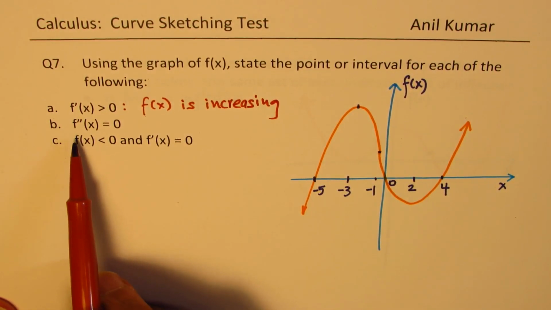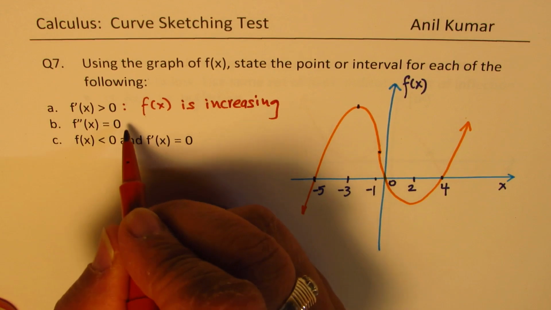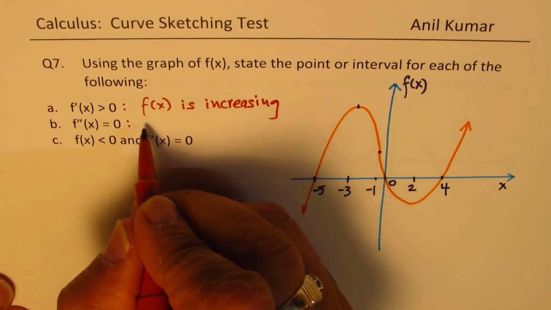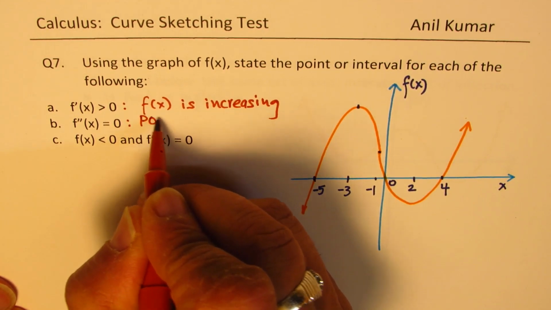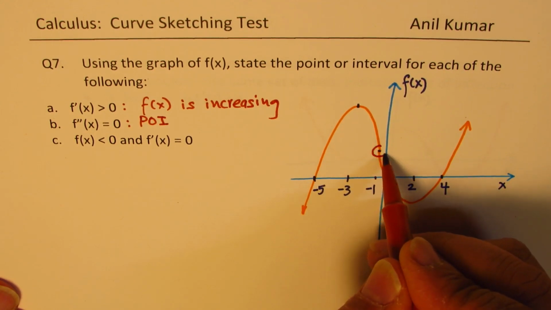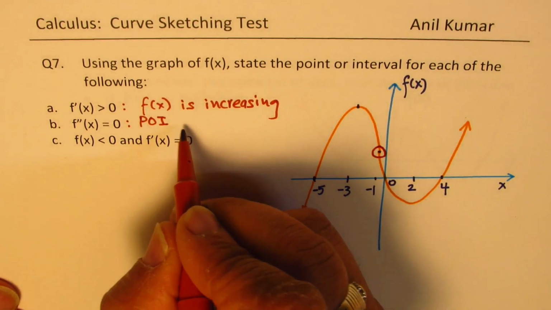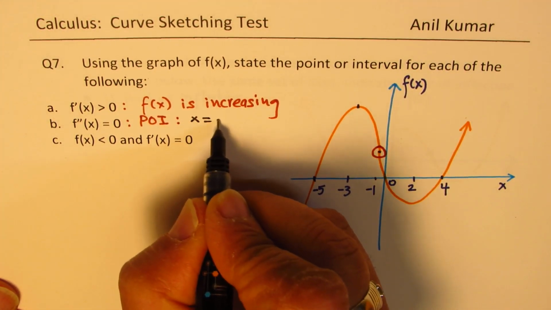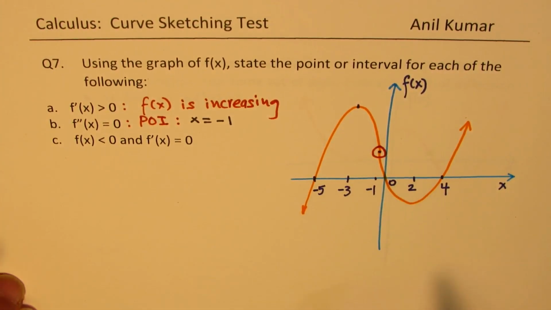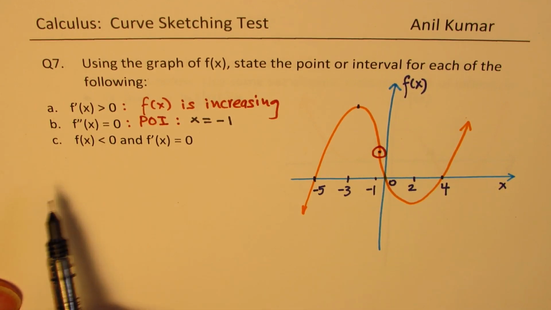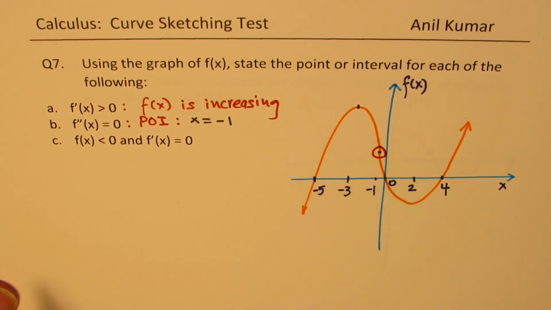The second point is, second derivative is 0. Second derivative is 0 means we have a point of inflection, correct? Right, so in our case, this is the point of inflection which is at -1. So we can write this as x equals -1, right? So from the graph, you can see wherever the change of concavity is there, the second derivative is going to be 0 in a polynomial shown here, right?